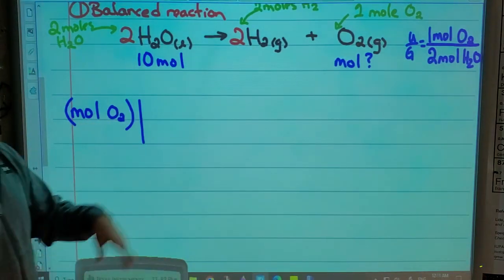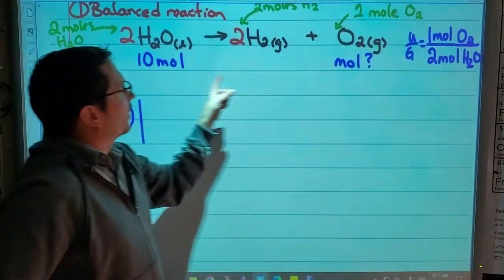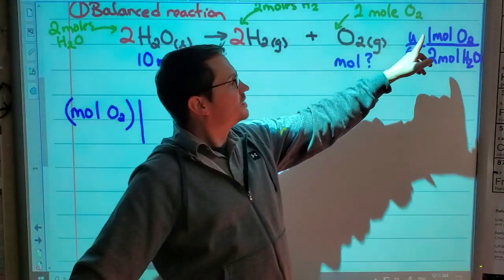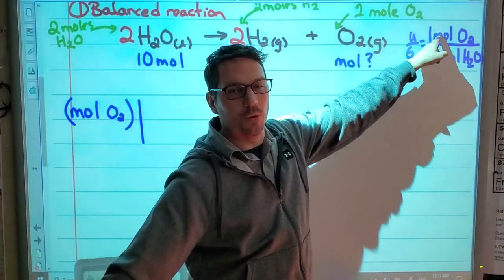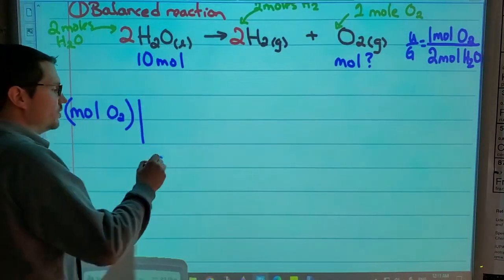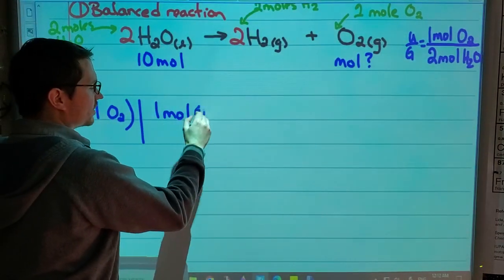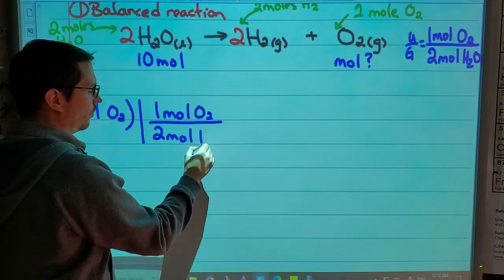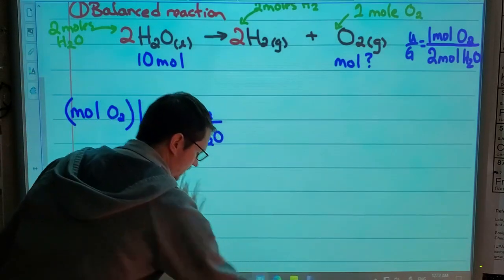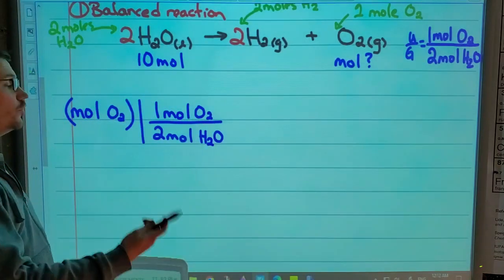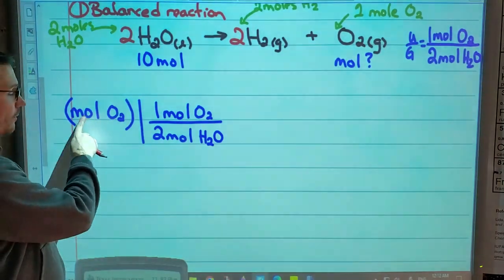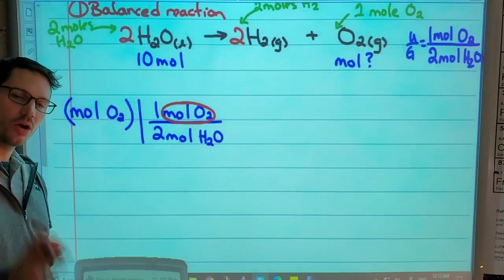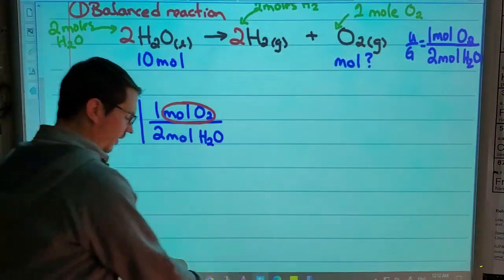In order to find moles of oxygen, we need to check out our information here. Find something that has moles of oxygen in it. Take a look at the molar ratio. It's got moles of oxygen in it. So that's what I'm going to use. 1 mole of oxygen for every 2 moles of water. Good. We have the unit that we want, moles of oxygen, on top. Now our goal is to cancel out moles of water on the bottom.